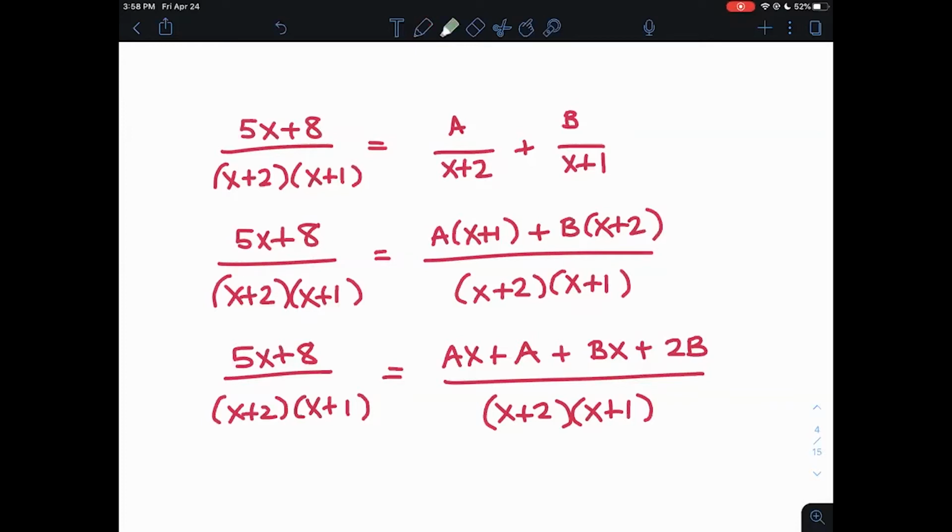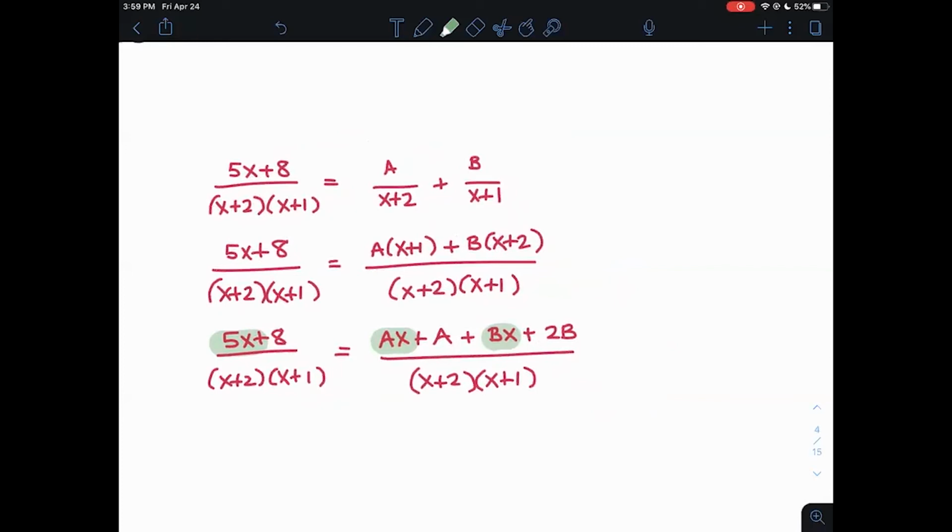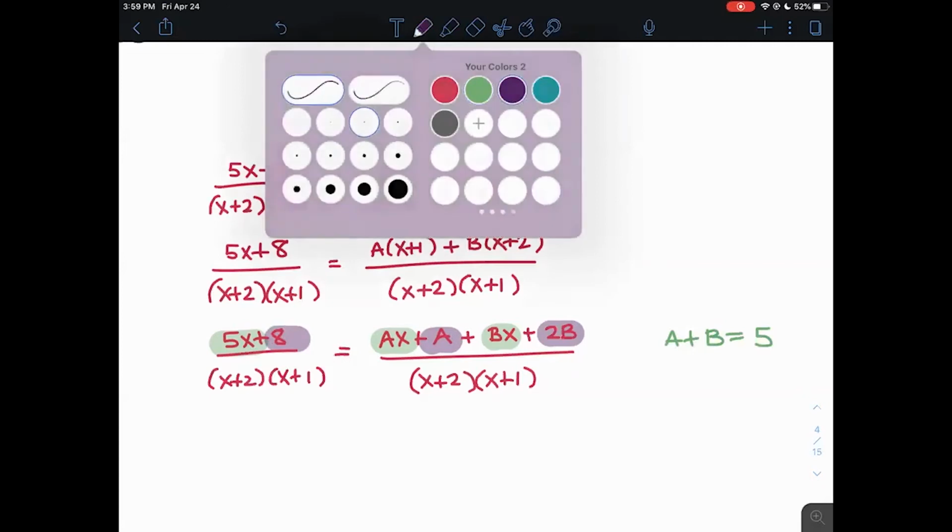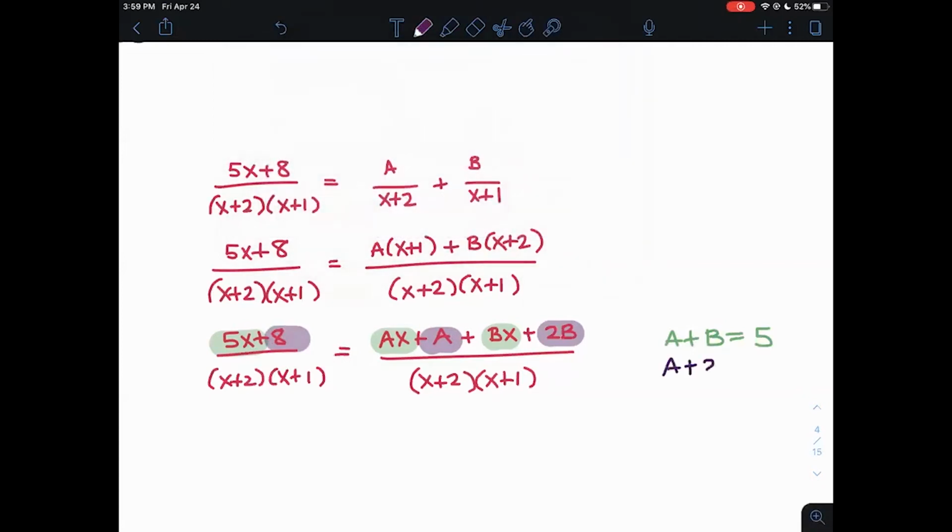So we started with 5x, 5 as my coefficient of my linear term. So a plus b must somehow equal 5. Ax plus bx equals 5x. So I create this second equation for myself. A plus b has to equal 5. And then I also know that a plus 2b, my constants, has to equal positive 8. So a plus 2b equals positive 8.